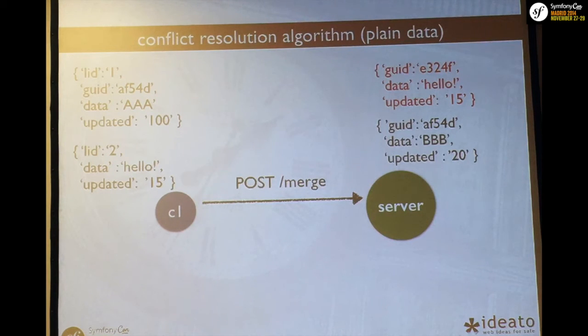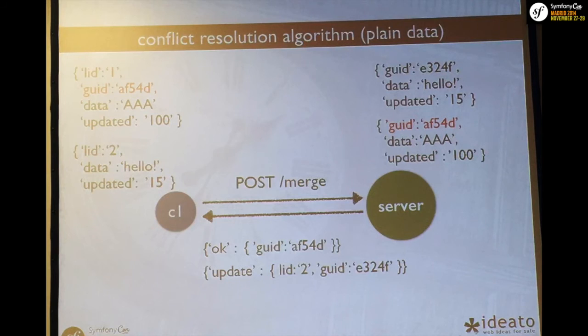The other one, we just try to match by global unique identifier and we find a match on the server, so we need to compare the records to decide which is the more recent. In this case, for instance, the record coming from the mobile client is the most recently updated, so we update the one on the server and then we return a response to the client.